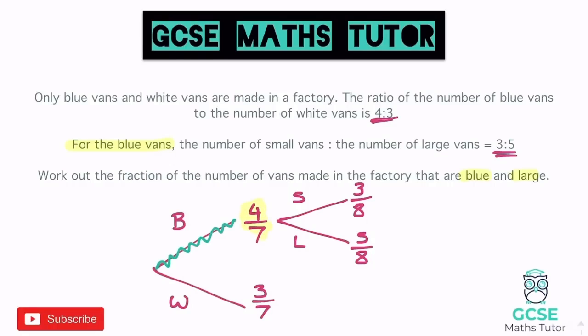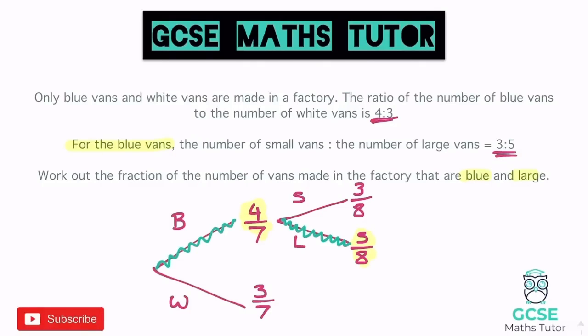And then we go up the large route or down the large route, depending on how you've drawn it here, and that's 5 out of 8. Okay, and just double check that you've put those in the right place. That's large, 5 out of 8, that's right. So that's blue and large. So all we do normally when we're going along a tree like this is we just multiply those fractions together, and we're not going to do anything different in this question.